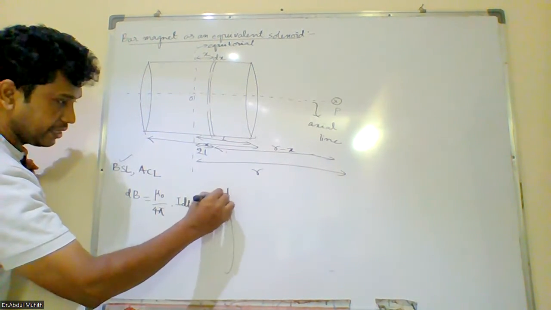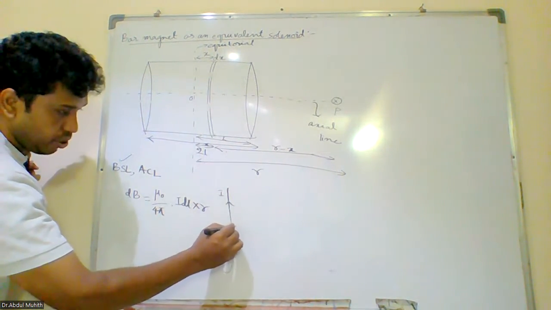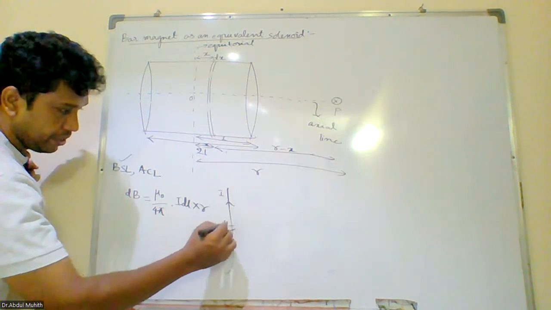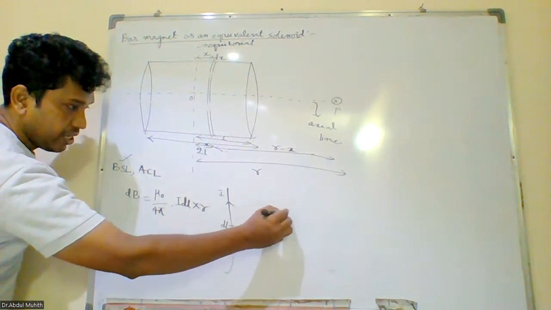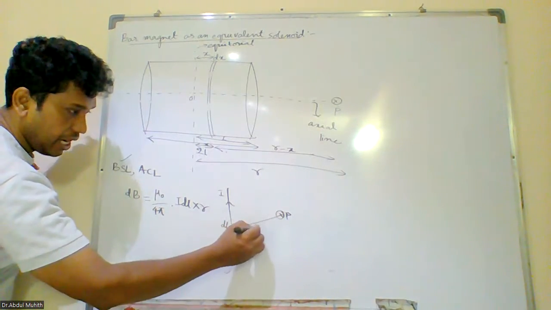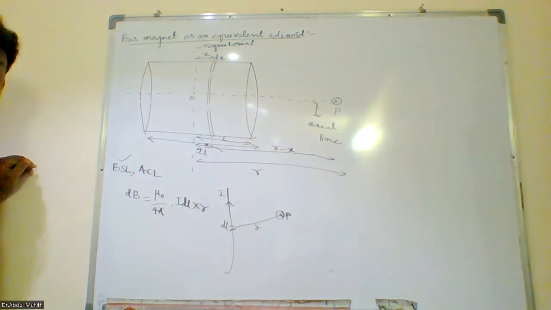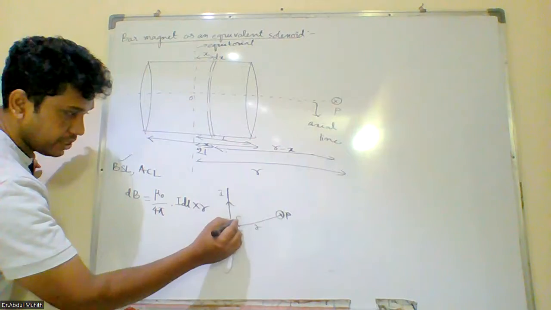Suppose I is the current in the conductor. This is a small element, dl is a small element. I into dl will become the current element. I want to find out the magnetic field at point P, which is at a distance R from the current element, and the angle between both of them is theta.